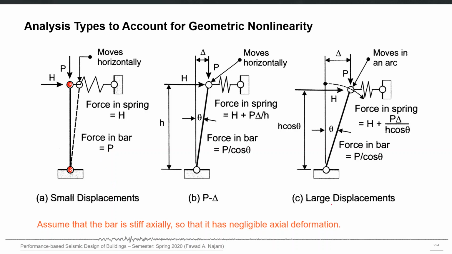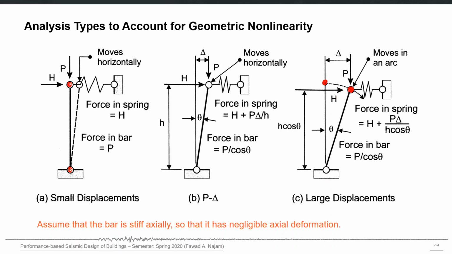Let's consider the third case now, the large displacement case first. Here the equilibrium will be considered in the deformed position, and the complete effect of geometric nonlinearity will be considered, assuming that this free point has rotated under the effect of horizontal forces and has now reached this point. So this is the new position of this node according to the true large displacement of this structure.